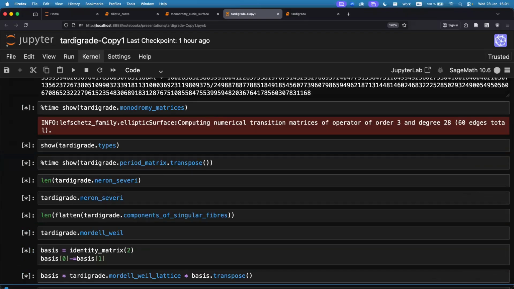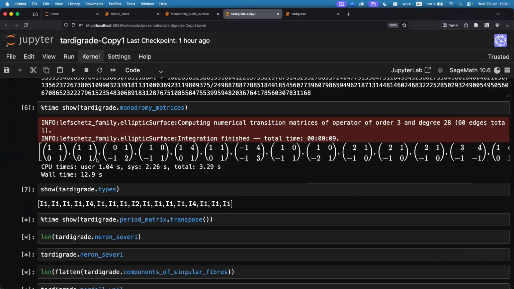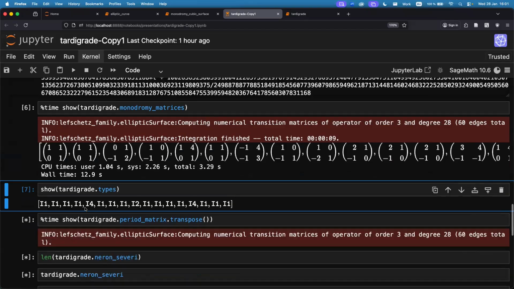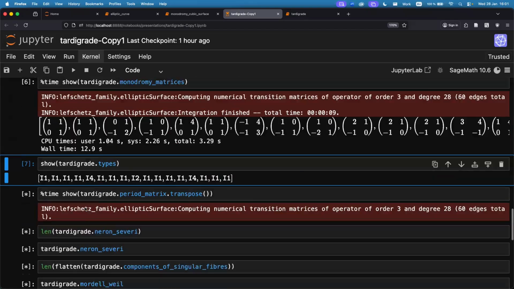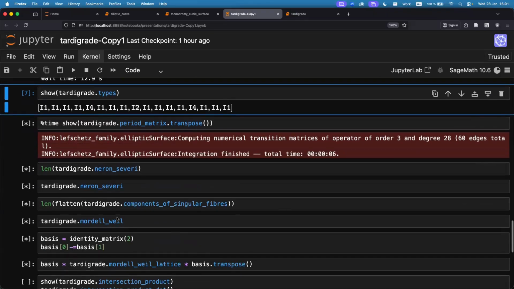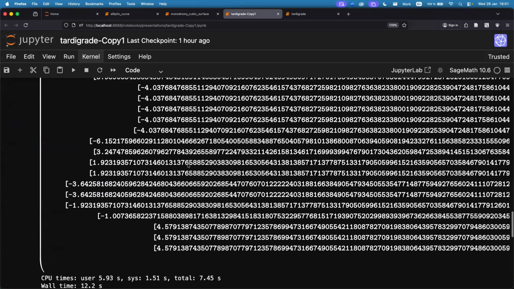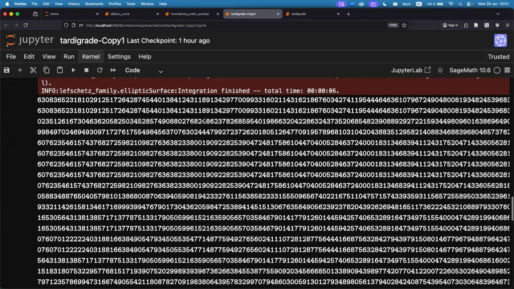So now, right, it's computing all these 2x2 matrices. You can see the fiber types. If you know about elliptic surfaces, you can see the fiber types from the monodromy representation, and then you can compute the periods, and you get this 22 by 1 period vector.